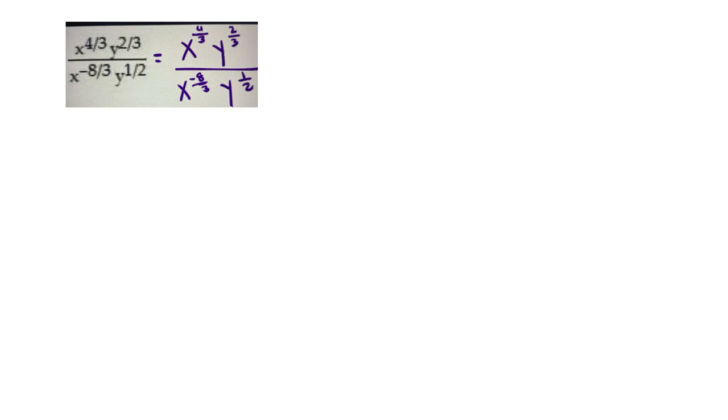Right, here's a question where you have to deal with fractional exponents and radicals. So if you're dividing common bases, like we are right here, we subtract exponents, right? So it'd be x to the 4/3 minus a negative 8/3, and then y to the 2/3 minus 1/2. So if I subtract, those two minuses will cancel to a positive.